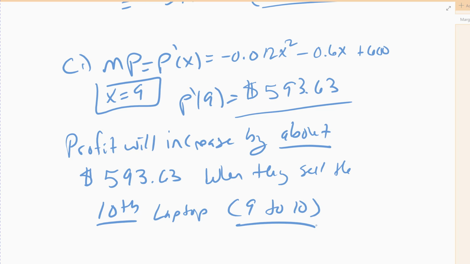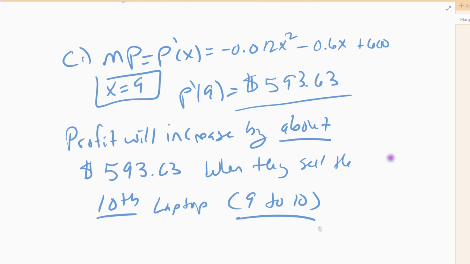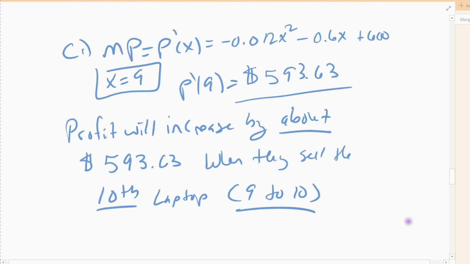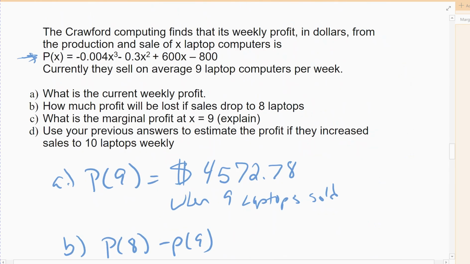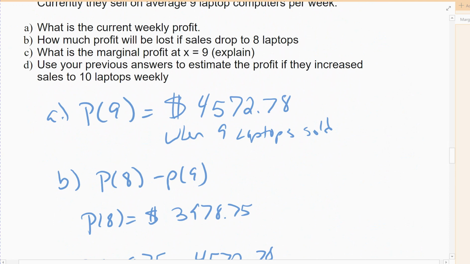If I went from 8 to 9, I'd be different. If I went from 5 to 6, it would be different. If I went from 10 to 11, it would be slightly different, but it still would be different. So it's specific to that growth. I believe there was one more part to that. All right, use your previous answer to estimate the profit if they increase sales to 10.